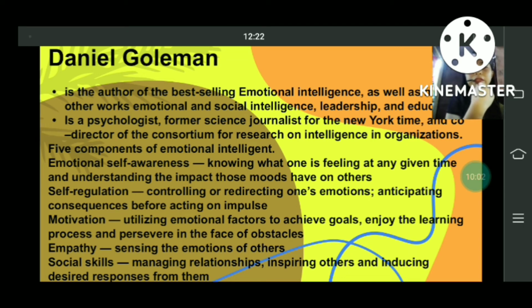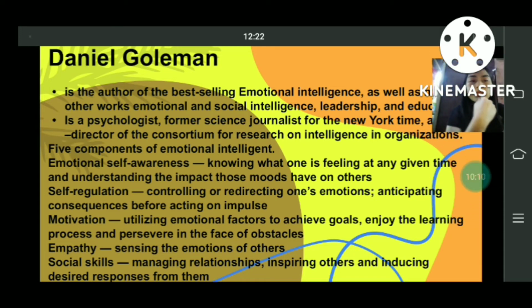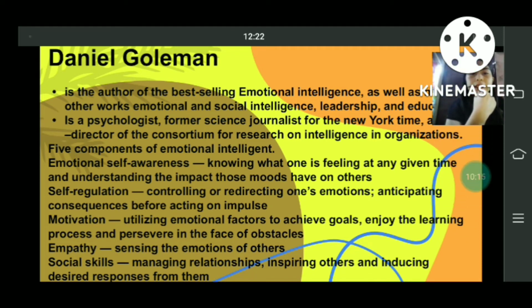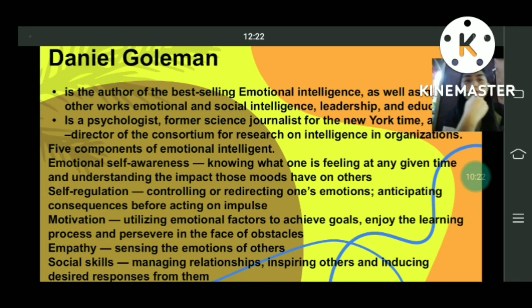Daniel Goleman is the author of the best-selling Emotional Intelligence, as well as many other works, Emotional and Social Intelligence, Leadership and Education. He is a psychologist, former science journalist for the New York Times, and co-director of the Consortium for Research on Intelligence in Organizations. He has 5 components of emotional intelligence.